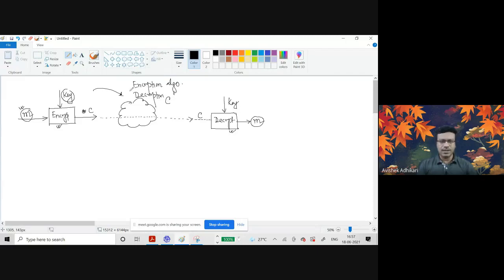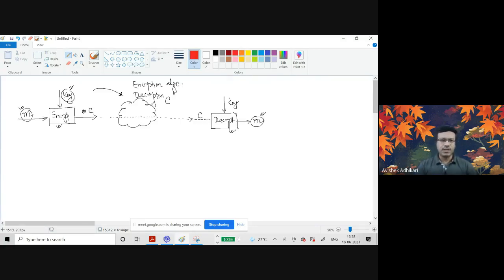So the attacker's aim, most of the time, is to find the keys, because if he comes to know the key, then it may be helpful for him or her to decrypt the other messages as well. That's why sometimes attackers try to guess what the keys could be. So that's the basic idea. This is the basic general setup for any cryptographic scheme.